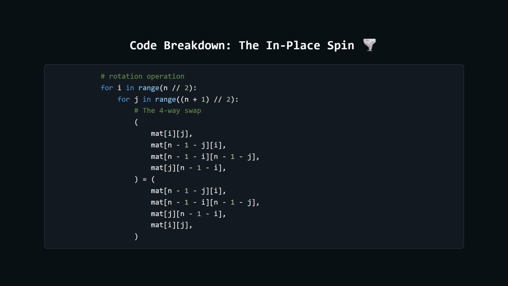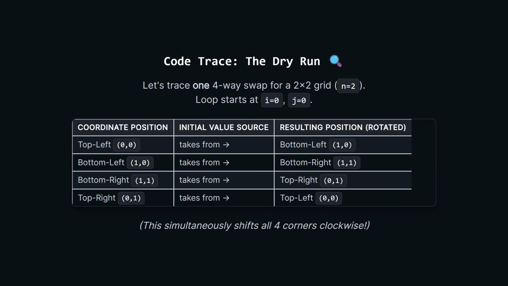We then swap their values in a circle. The top left gets the value from the bottom left, the bottom left gets the bottom right, and so on. This neatly rotates one little piece of the ring clockwise. Code can be hard to visualize just by looking at it, so let's run a simple 2x2 example through it.